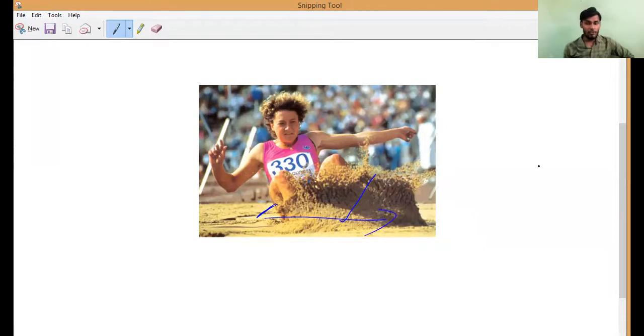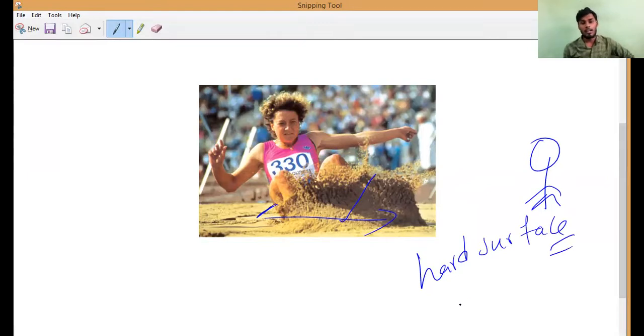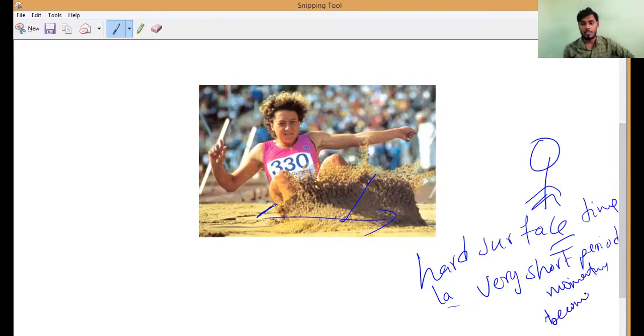Because if you jump in a constant single place, or on any kind of hard surface, what will happen? The rate of change of momentum is very large, and within a very short period of time the momentum will come to rest. In a short period of time the momentum becomes zero, which means a large force is supplied to our body, so that it leads to injury. That is why we provide cushions.